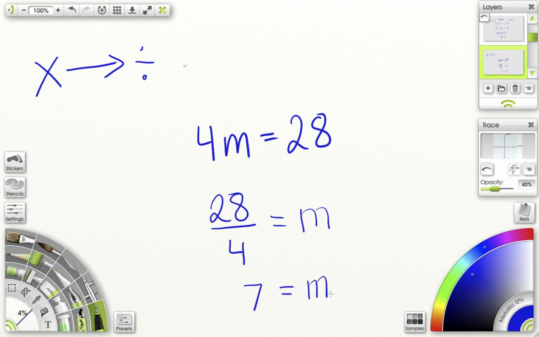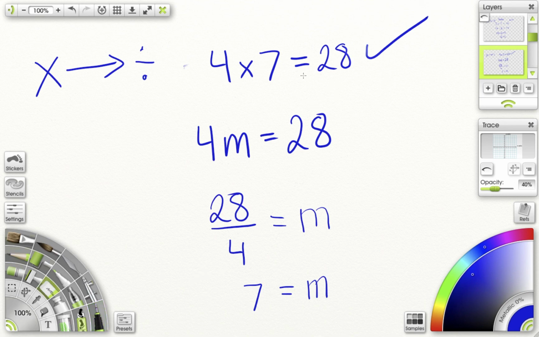How can I check to see if it's right? 4 times 7, does it equal 28? It does. So we're good. All right, so that's our multiplication. Now we're going to do a few examples of division problems.